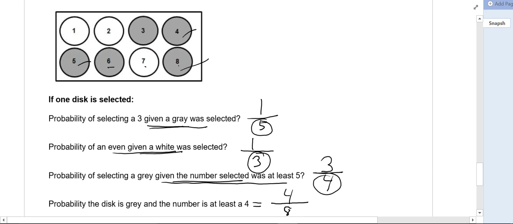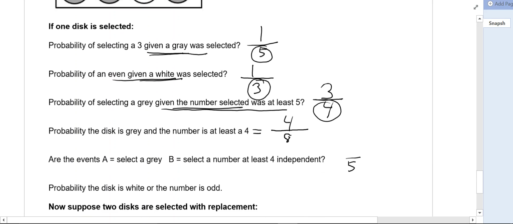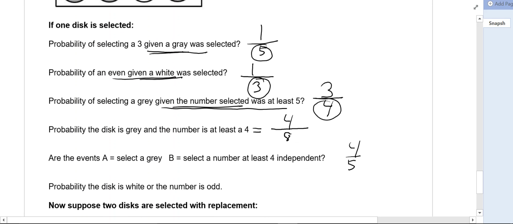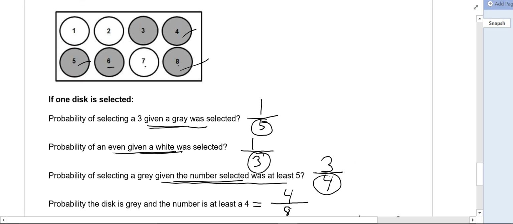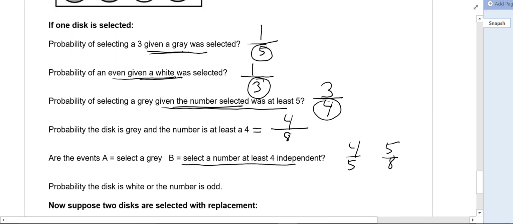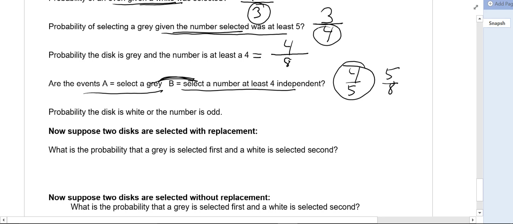How many of these are at least a 4? 1, 2, 3, 4, right? 4/5. So that did change the probability of getting a number that's at least a 4, because at least a 4 is 5 over 8, right? 1, 2, 3, 4, 5, 5 out of 8. But if you know it was gray, that probability changed. So this one's being influenced, so they can't be independent of one another. You might have to rewind the video on that one, huh?